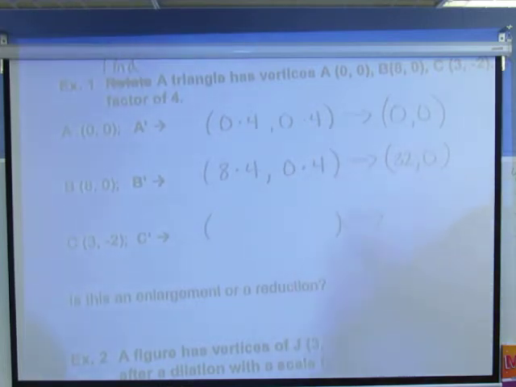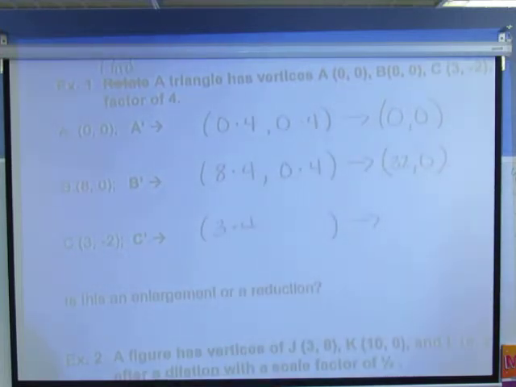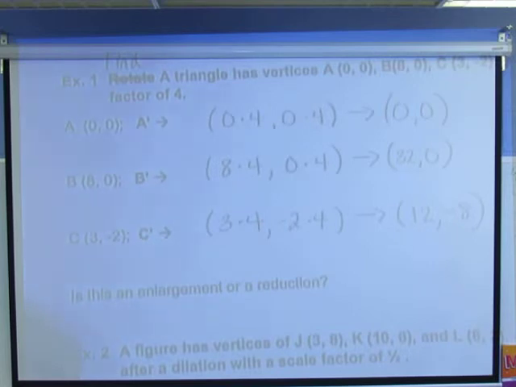So Camden, what did you do for C? Times 3 by 4, and negative 2 by 4. Okay, so you multiply both the x and the y coordinates by 4. And 3 times 4 is 12, and negative 2 times 4 is negative 8. So there's our results. If we graph these three ordered pairs, we will label them A prime, B prime, C prime. Would this be an enlargement or a reduction? Enlargement. Why is it an enlargement? Because K, the scale factor, is greater than 1. It's going to get bigger, right? Because I multiplied everything by 4. Okay. Any questions about that?